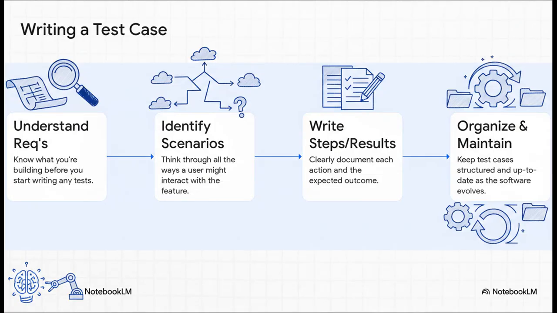The full-blown professional process can have like 15 steps. It's a lot. But honestly, it all boils down to these four main stages. First, you have to understand the requirements. Don't write a single test until you know exactly what the thing is supposed to do. Second, you gotta identify all the possible scenarios, not just the happy one. Third, write down the actual steps and results so clearly that a total stranger could run the test. And finally, you have to organize and maintain them. Because believe me, an outdated test is way worse than no test at all.